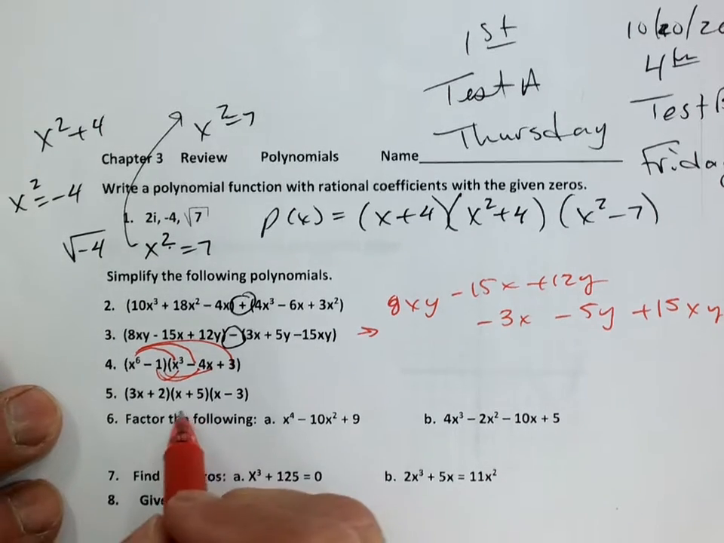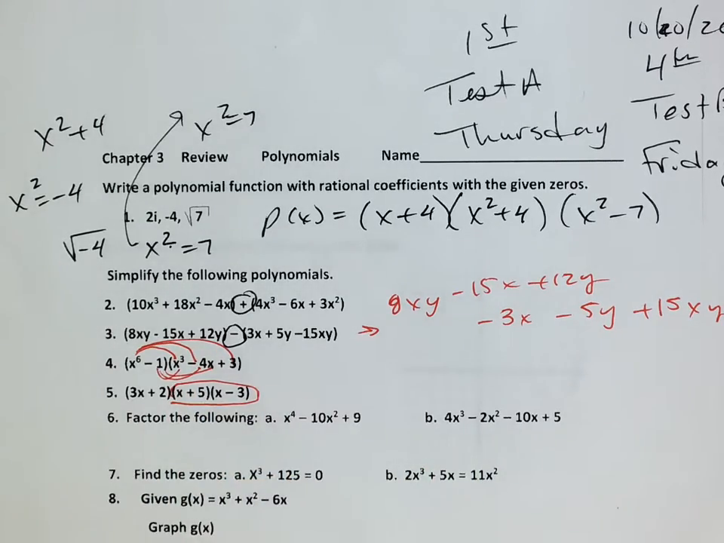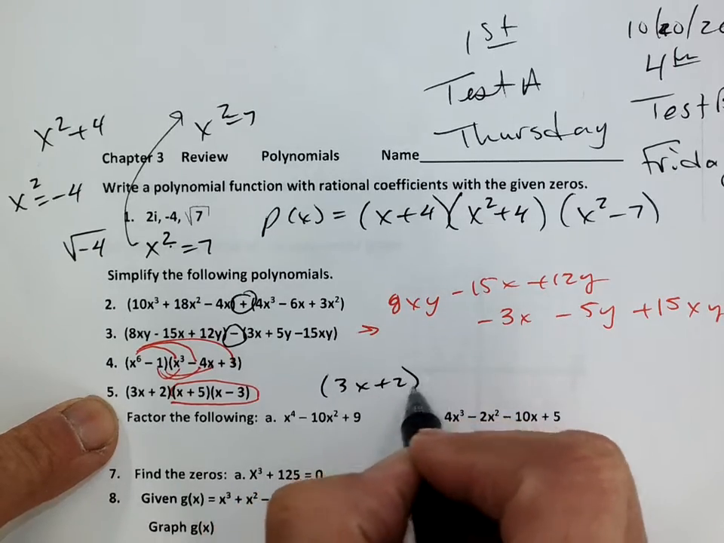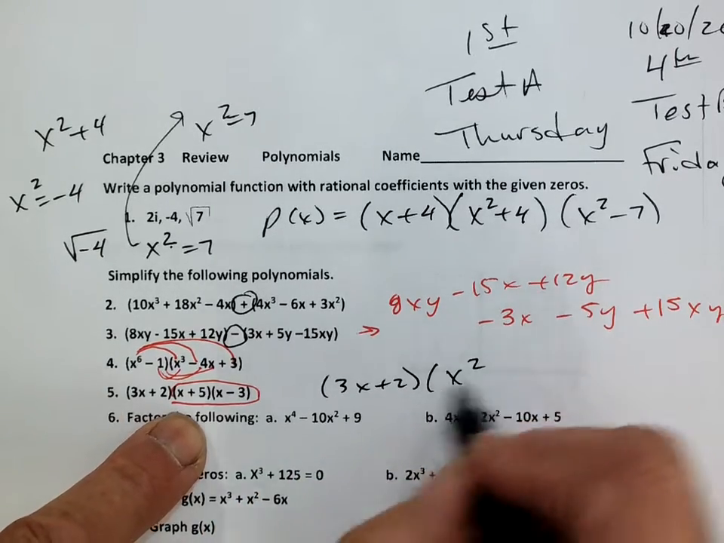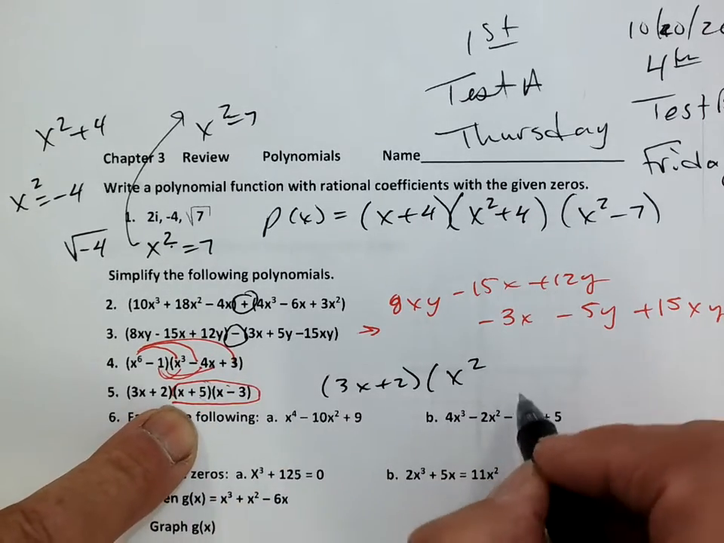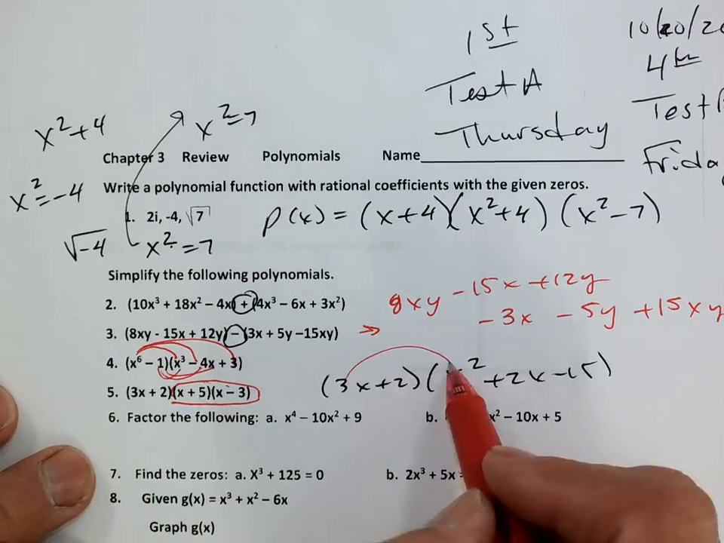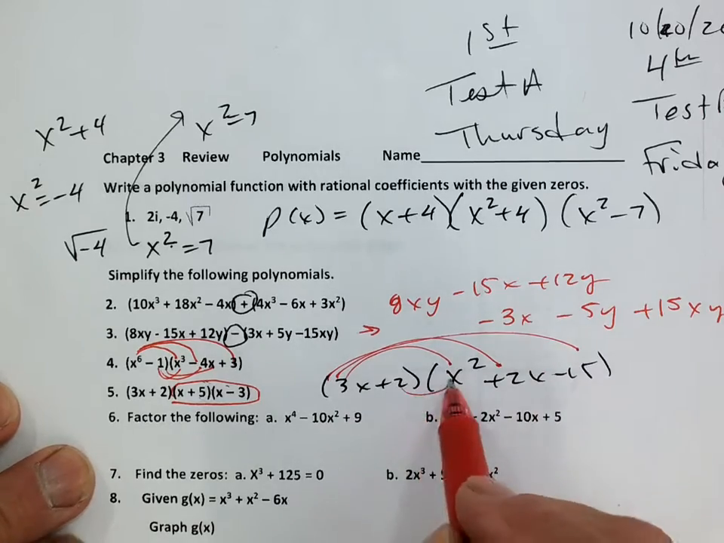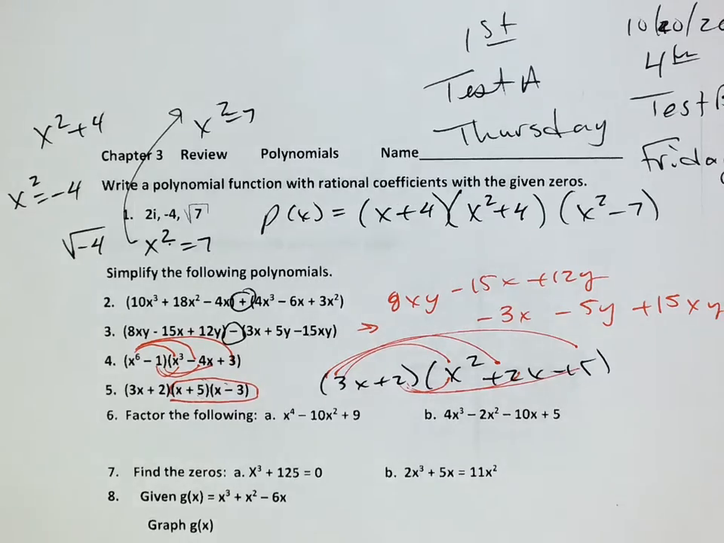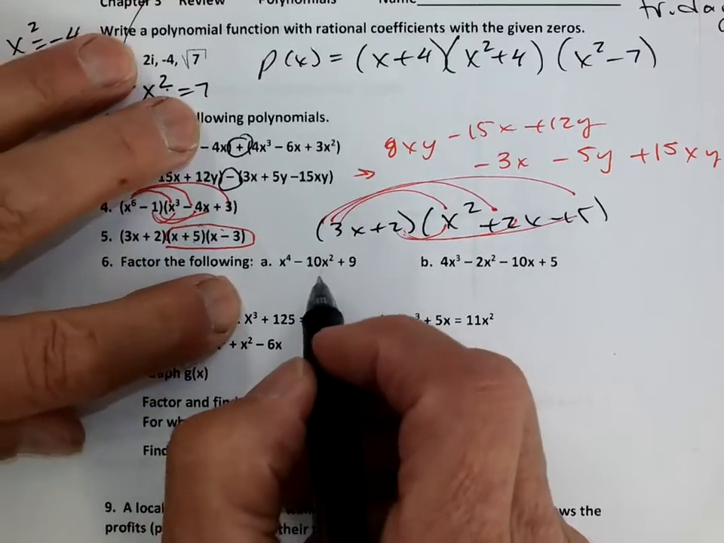5, what I do is I actually make it easier on myself, and I multiply these two first. I'd FOIL these, and I'd bring down my 3x plus 2, and I'd multiply times an x squared. I'd do the FOIL. That times that, that times that, that times that. Let's see, x squared plus 2x minus 15, and then I would multiply again. Combine like terms, okay? I'll let you do that. It's just a review.